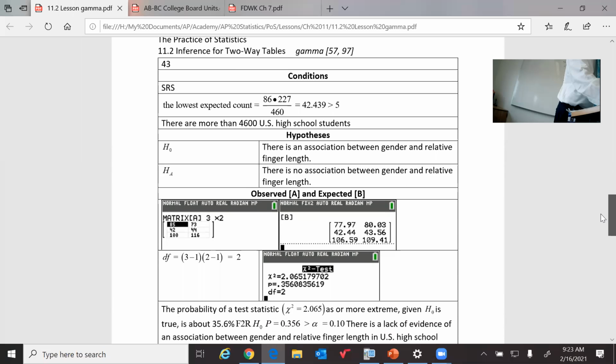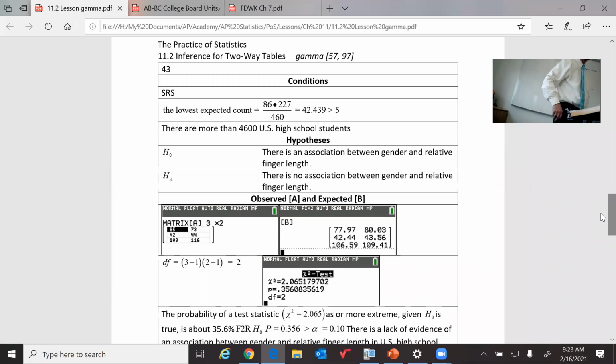43, SRS, lowest expected count is more than 42. This is backwards. The null and alternate are wrong. The null should be no association. The alternate is association. So I will fix that. All right. We're going to edit 43. The null and alternate are backwards.